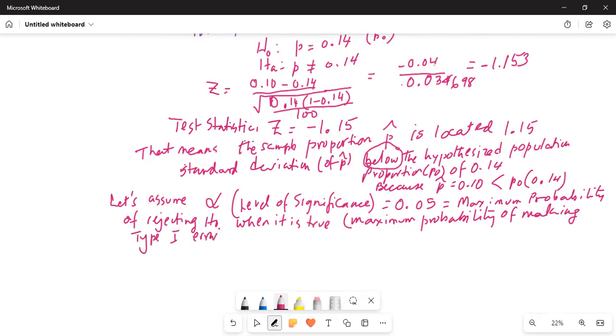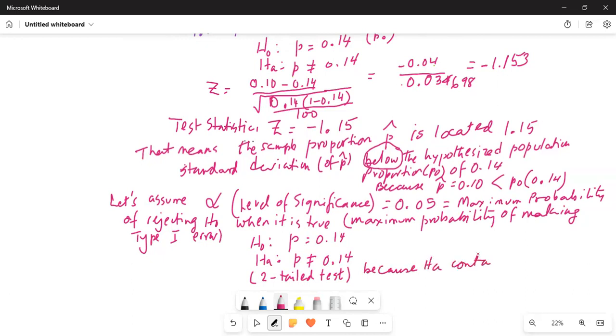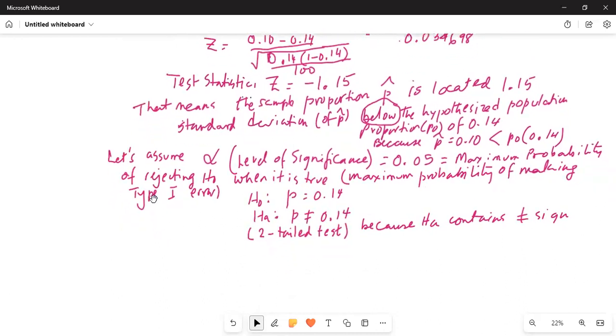Also remember, our null hypothesis is P equal to 0.14 and HA, the alternate, is P not equal to 0.14. So this is a two-tailed test because HA contains the not equal to sign. What does it mean? Okay, let's draw a diagram of the standard normal curve.